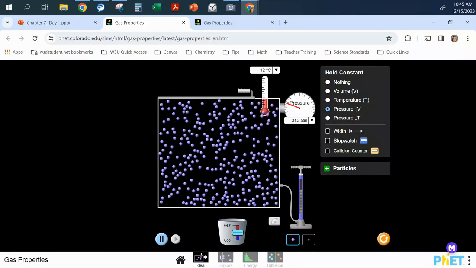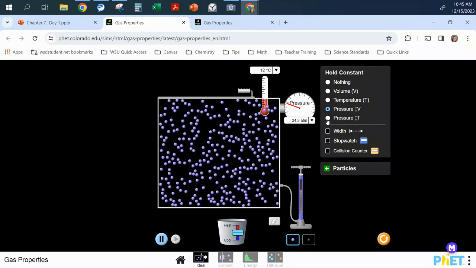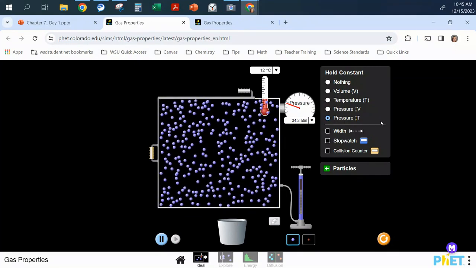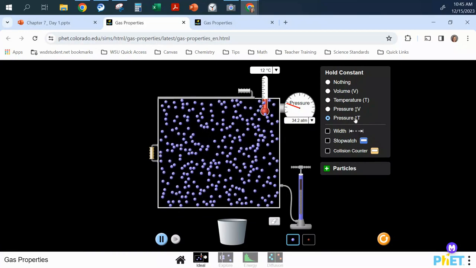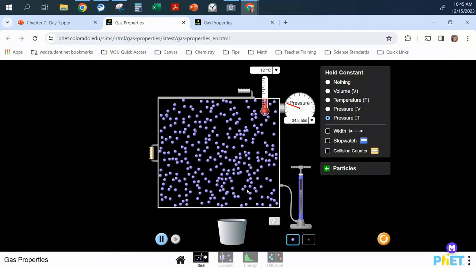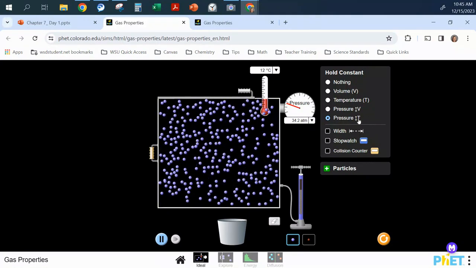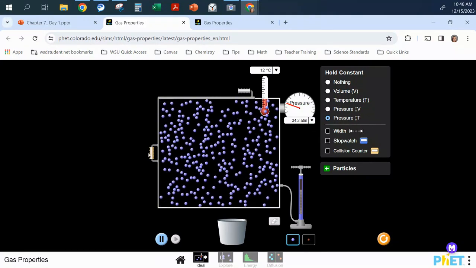What else do we need? Pressure, volume. Let's see what happens if we keep the pressure the same. So that's locked in. But we're going to change the temperature. Or the temperature is going to go up or down. Is that what we're doing? Oh, the temperature. Held constant pressure.